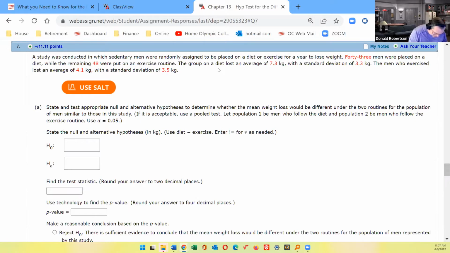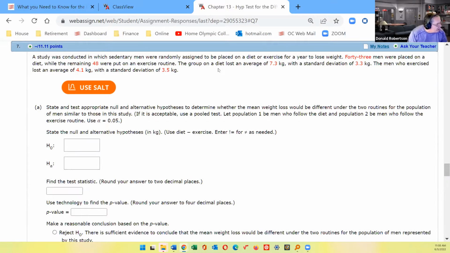So I'm writing down these numbers. They have 43 men, and they were placed on the diet. So I'm going to call diet group 1. Hopefully they do as well. And the other 48 were done on exercise. So N2 is 48, and I'm going to call them exercise. And continue with the story.